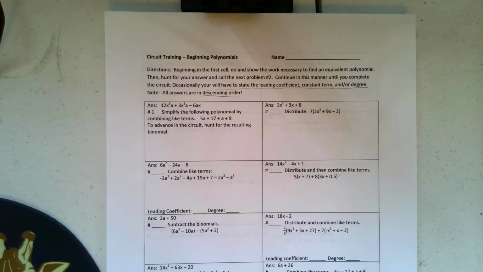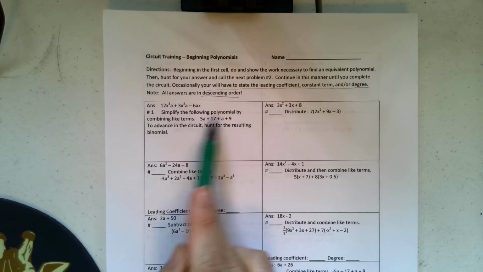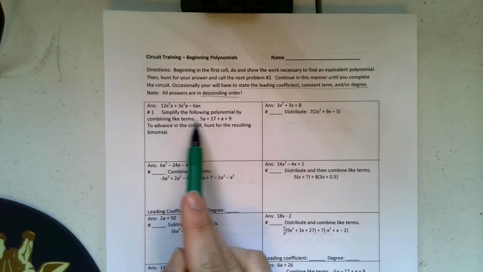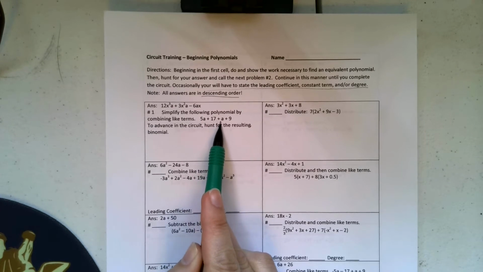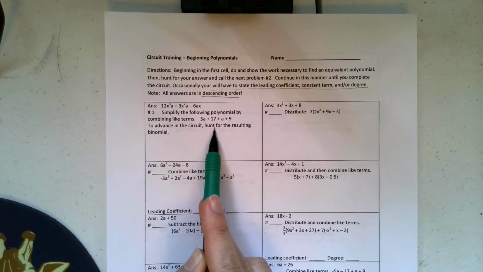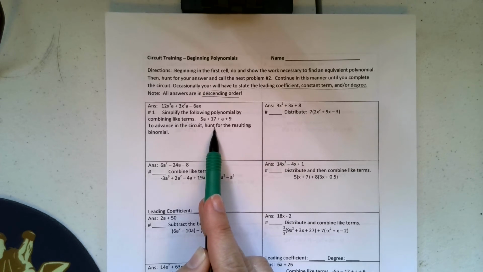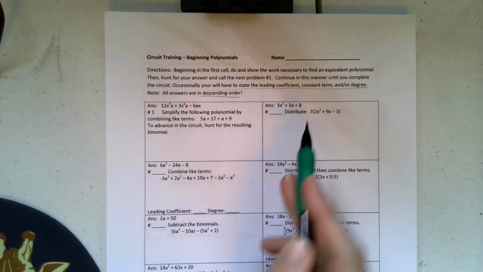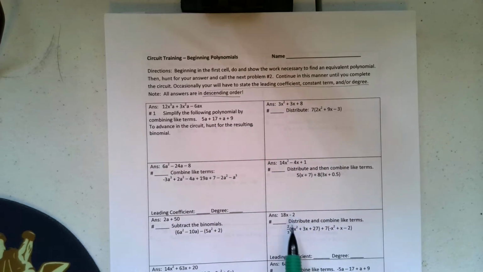So starting with number 1, simplify the polynomial by combining the like terms: 5a plus 17 plus a plus 9. To advance in the circuit, we've got to find the answer of the binomial. There's only going to be so many answers that work. We have to find the right one, because here we have trinomial, trinomial, binomial, binomial. We've got to find the right ones.